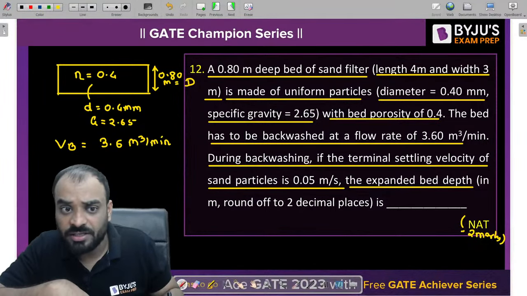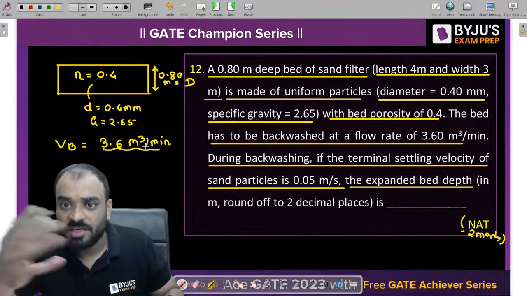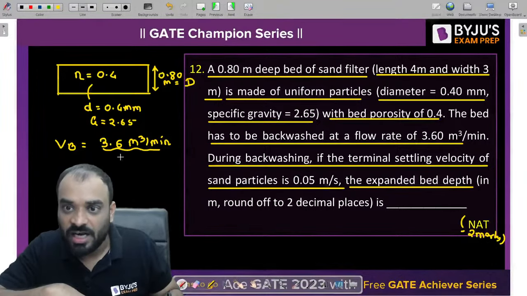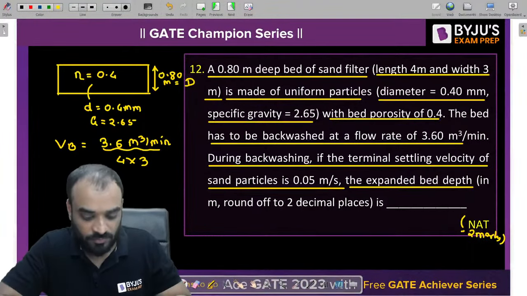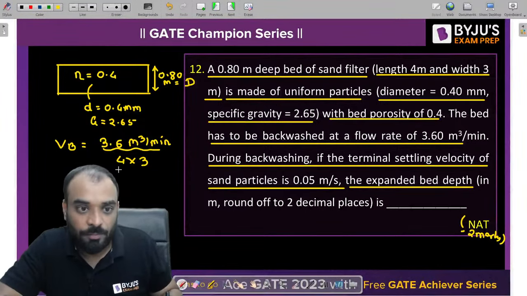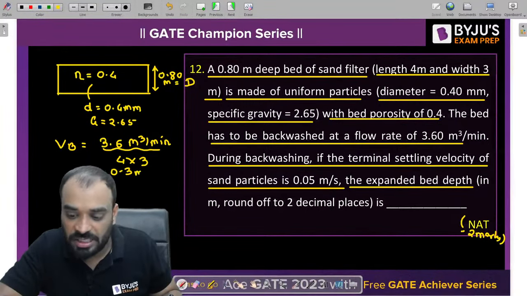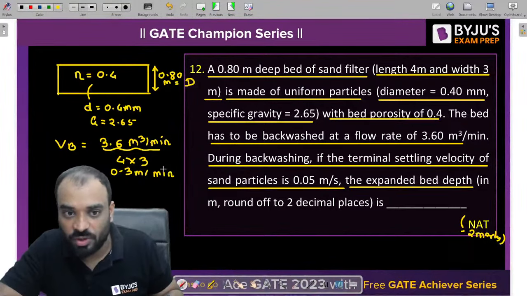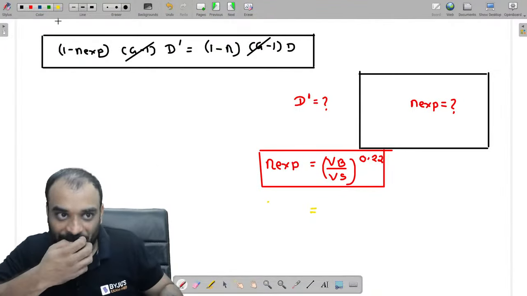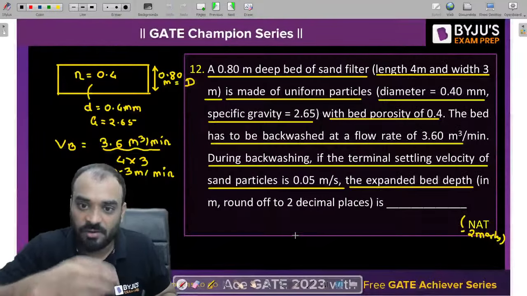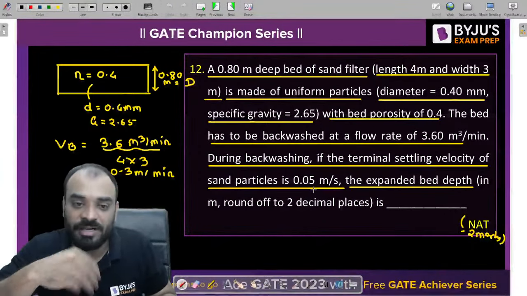Can we calculate the velocity over here? This is discharge divided by what? Surface area. And what is the surface area? 4 into 3, we can calculate this value. 0.3, can I say that, guys? 0.3 meter per minute is the backwash velocity. So let's put this value. And I think they have mentioned the terminal velocity, which is the settling velocity, 0.05 meter per second.